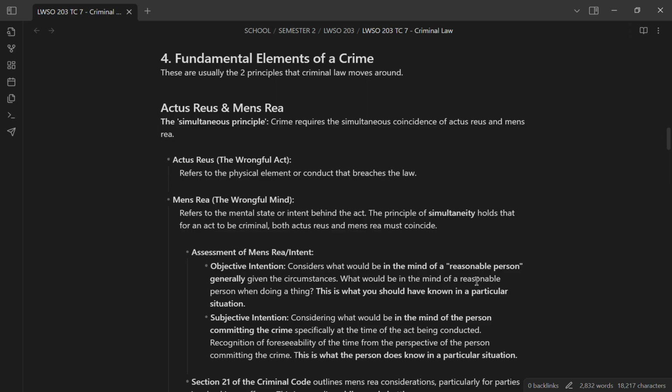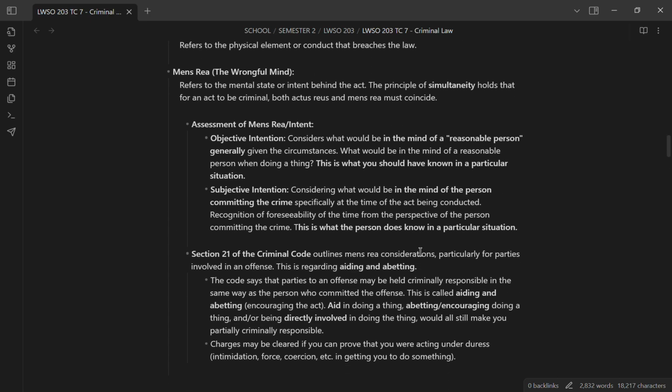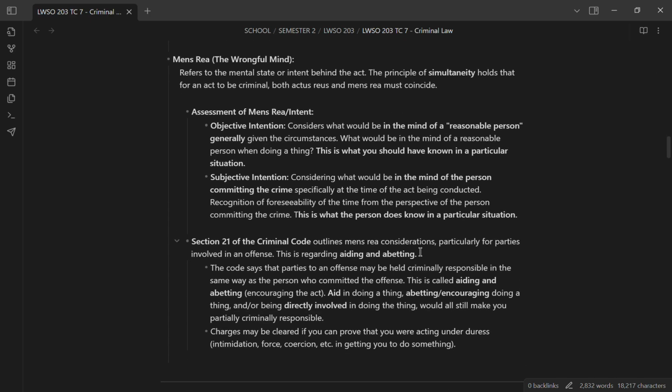Moving on, specifically in assessing mens rea, there are two different assessments of mens rea. And this is objective intention and subjective intention, right? Because mens rea is essentially intent. Under that intent, we have objective intention assessment and subjective intention assessment. So we'll go through those one by one.